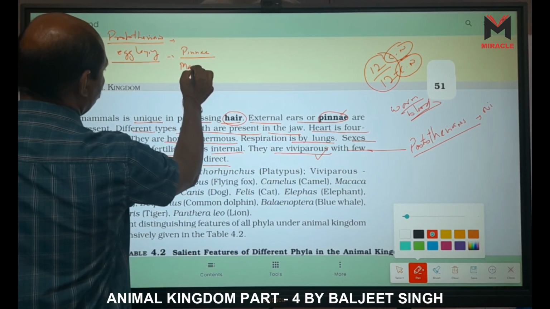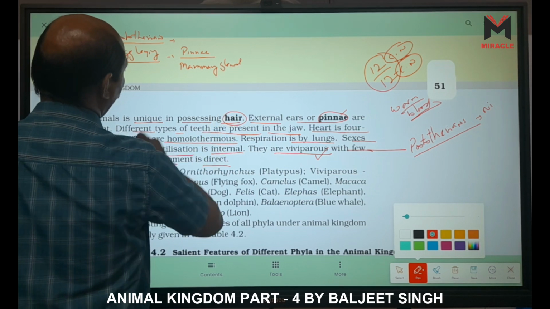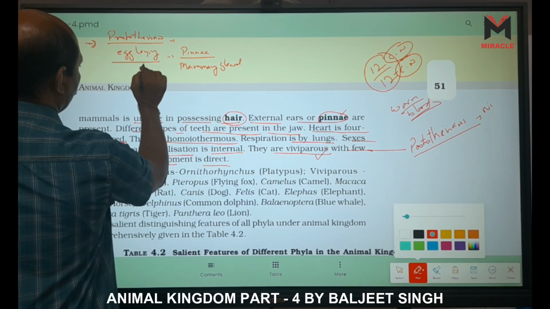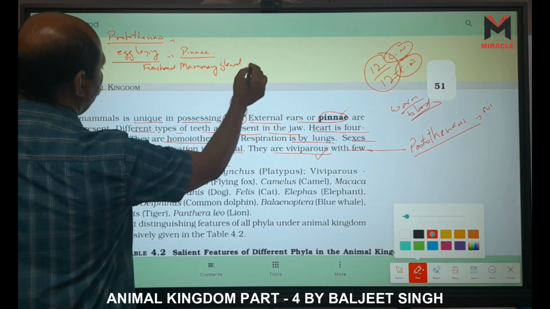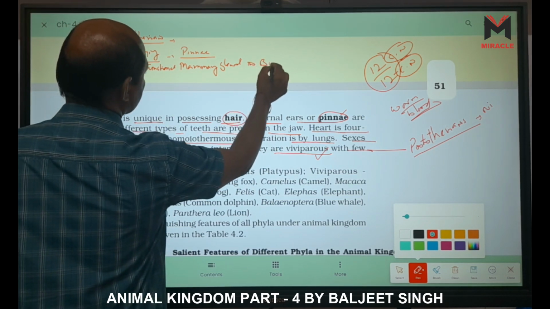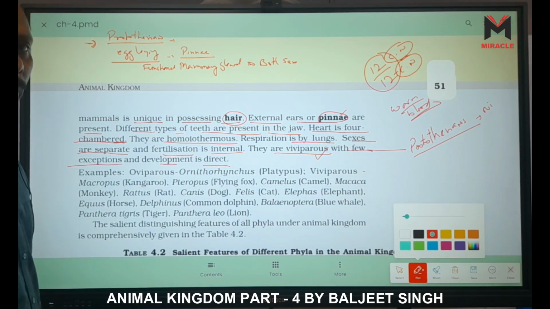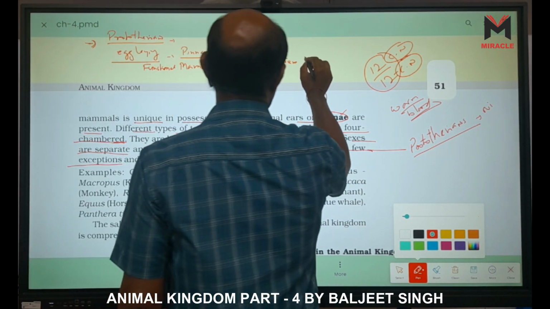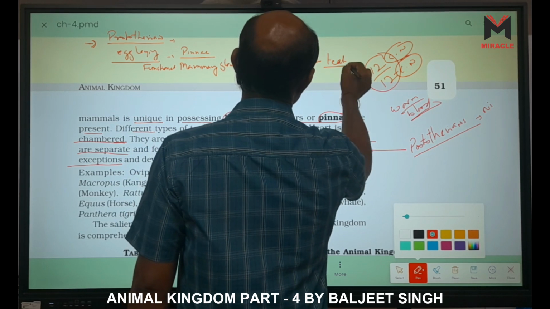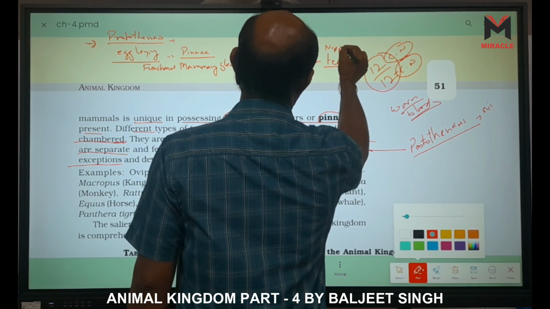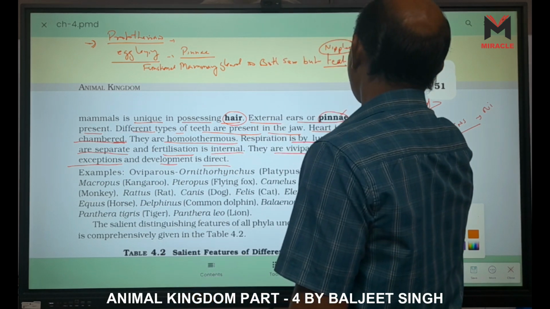Mammary gland is present in both sexes. It is functional. Functional mammary gland in both sexes, both meaning male and female. But teats are absent. Teat means what? Nipples. The nipples are absent here.